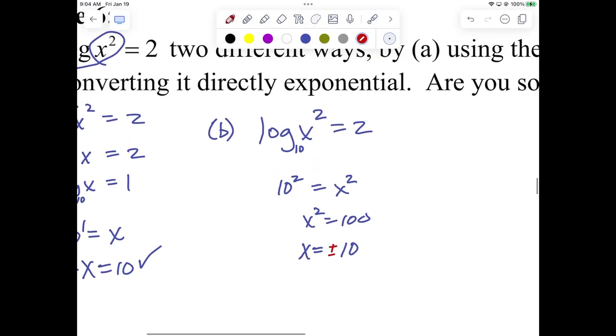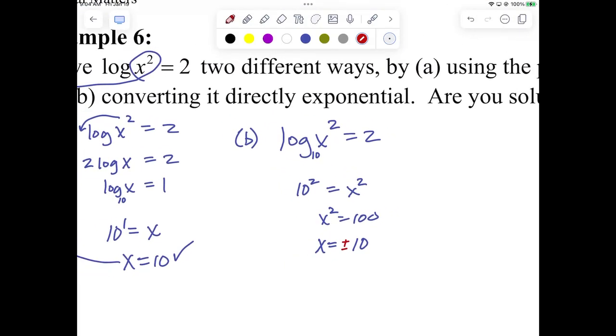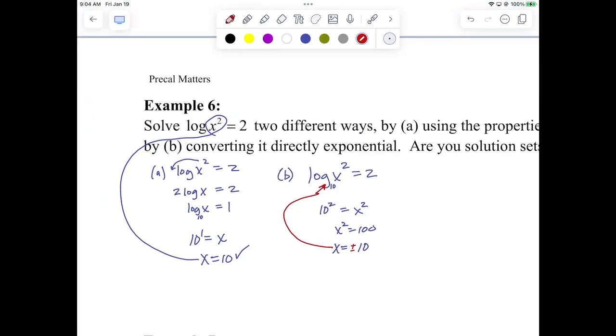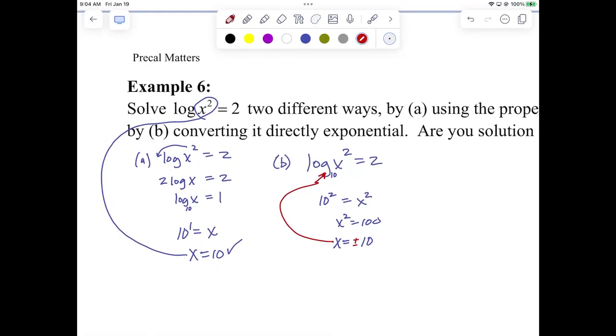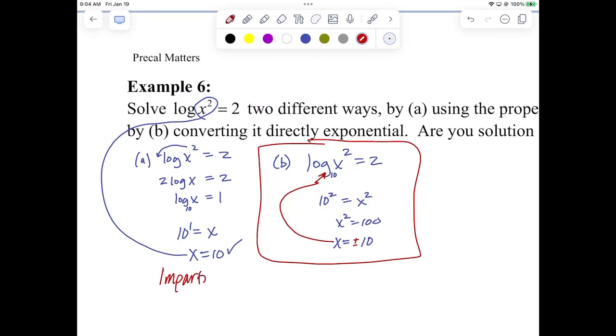So we already know that the positive 10 is going to work. Let's see if the negative 10 works. If I plug negative 10 right up here for x, what's negative 10 squared? Positive 100. Is that a positive number? Yeah, so do they both work? Yeah, so which method was actually correct? B. Why was A incorrect? I didn't get the negative solution. I have partial solutions.